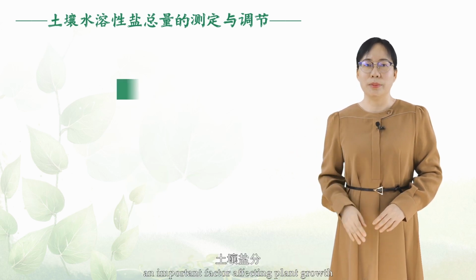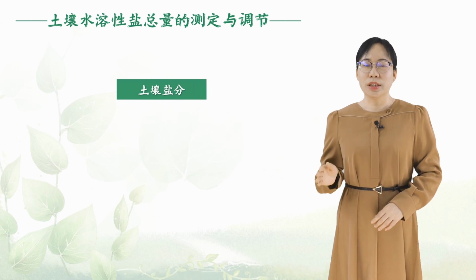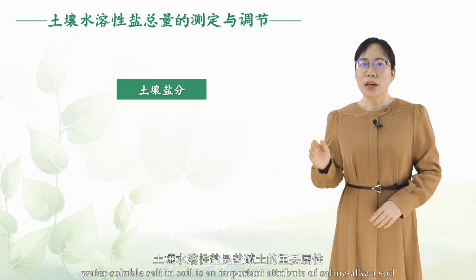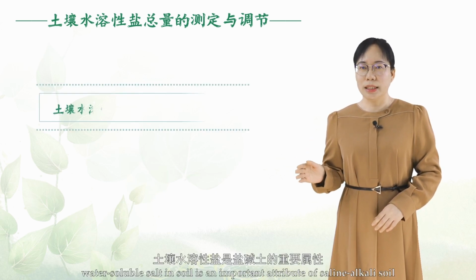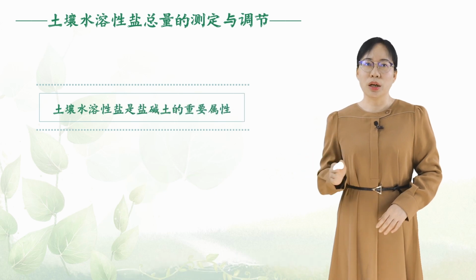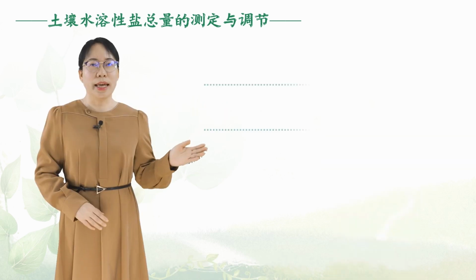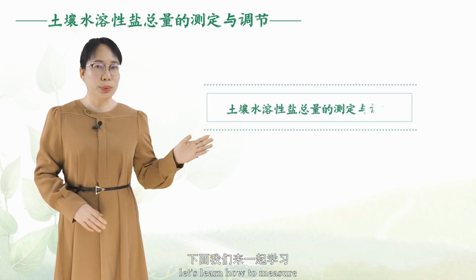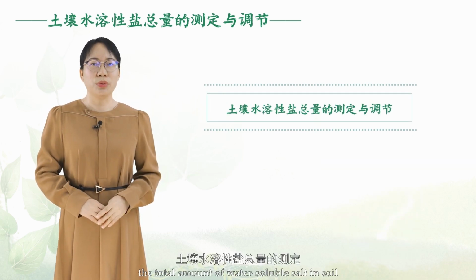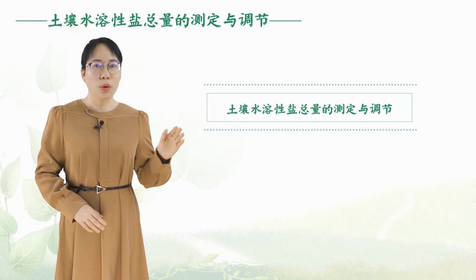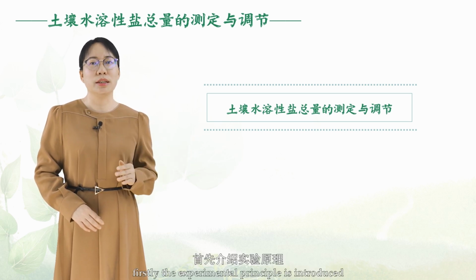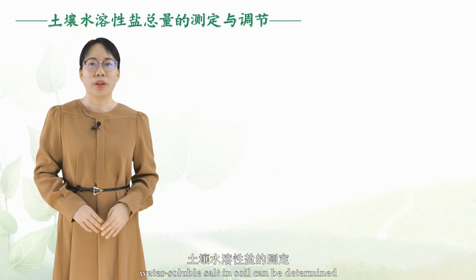An important factor affecting plant growth, water-soluble salt in soil, is an important attribute of saline alkali soil and an obstacle to crop growth. Let's learn how to measure the total amount of water-soluble salt in soil. Firstly, the experimental principle is introduced.